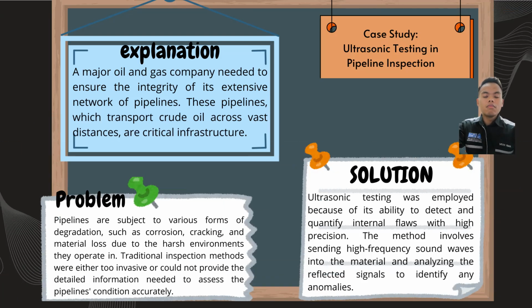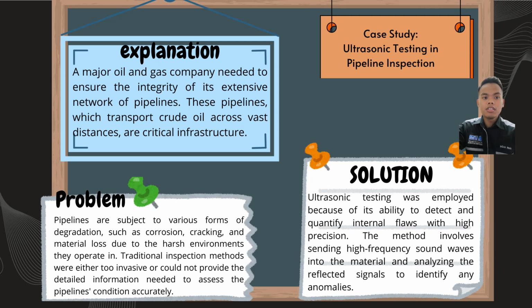After that, I will present about the case study. The case study that is related to ultrasonic testing is ultrasonic testing in pipeline inspection. The explanation is a major oil and gas company needed to ensure the integrity of its extensive network of pipelines. These pipelines, which transport crude oil across vast distances, are critical infrastructure. The problem is pipelines are subject to various forms of degradation, such as corrosion, cracking, and material loss due to the harsh environment they operate in.